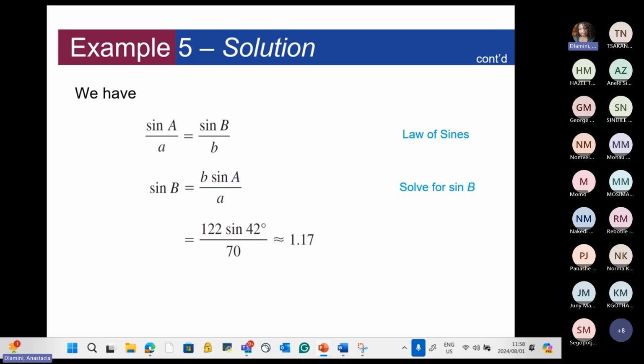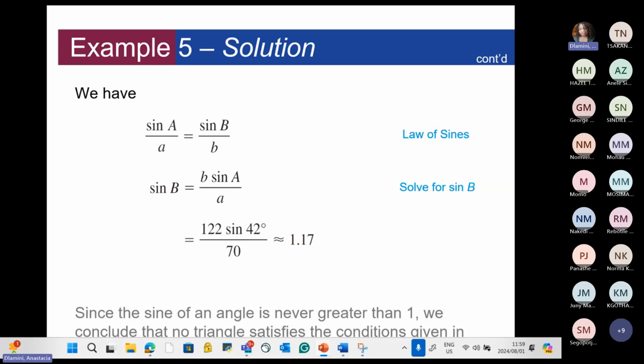Can someone say why I was supposed to see here that I won't get a solution? Can someone say something, please? It's above 1. The range for sine is between -1 and 1. So it's above 1, and therefore there's no solution.